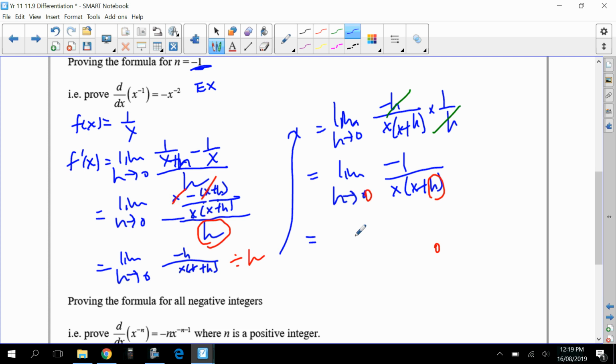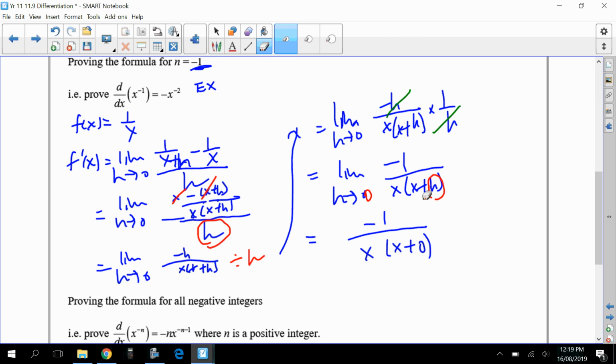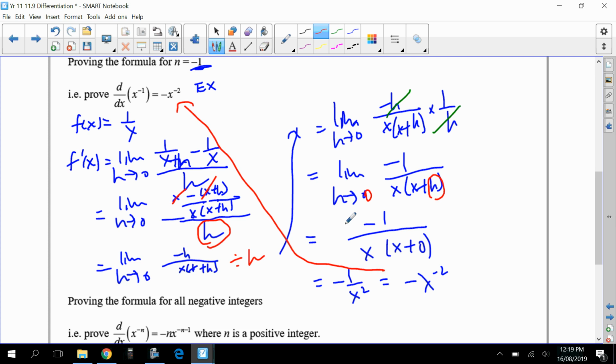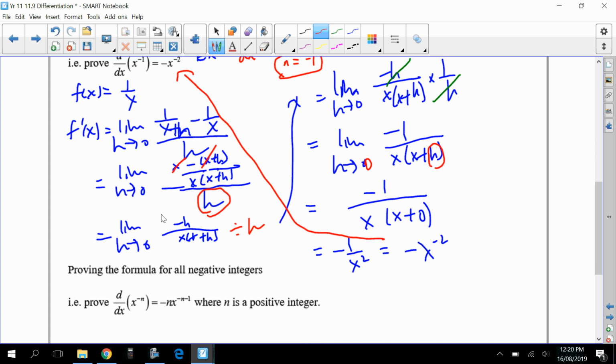Therefore, you get -1 over x plus 0, which is -1 over x squared, which is x to the power -2, with a coefficient of -1. So that proves this formula. So that means this formula, if you differentiate x power n, gives you n x power n minus 1, where n is -1. And that formula works. So that proves this formula. And then we've got 2 more steps to go. Then we're done.